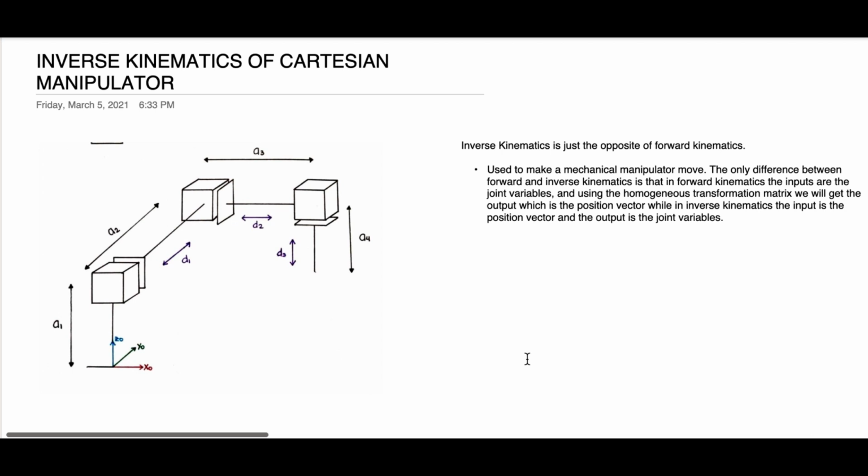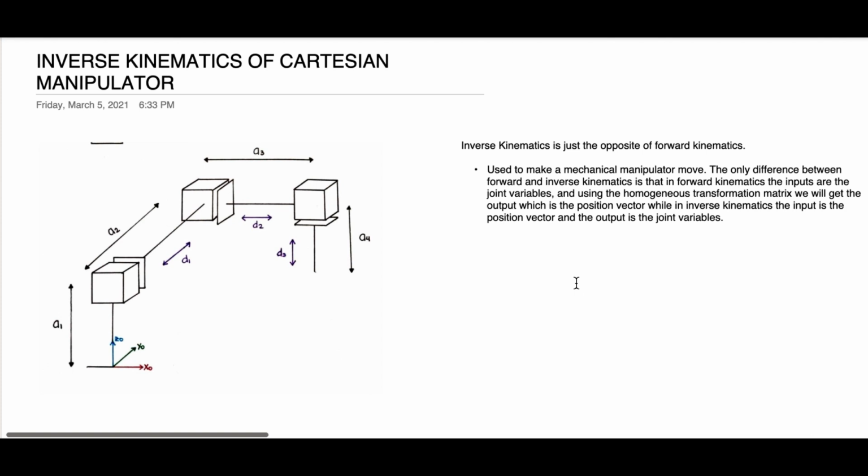What's up mga ka-axis? In this video, I'll be discussing and deriving the inverse kinematics of Cartesian manipulator. Inverse kinematics is just the opposite of forward kinematics. It is used to make a mechanical manipulator move.